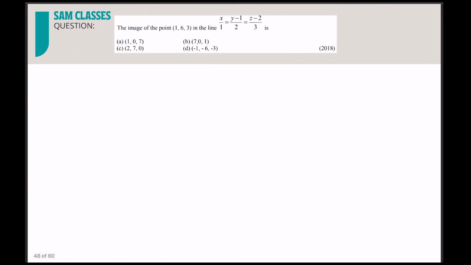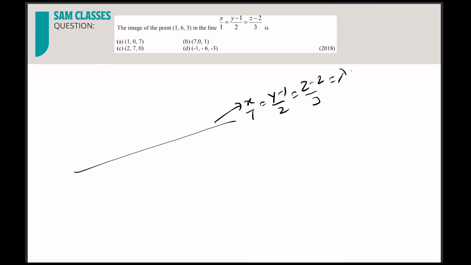Next. The image of the point in this line. Again, same thing. You have to find the image. So understand first. This is the line. This is the equation of the line. X by 1 is equal to y minus 1 by 2 is equal to z minus 2 by 3. We can take this as lambda and get the general point. And one point is here, that is 1 comma 6 comma 3. You don't know this point, but we can find the general point.